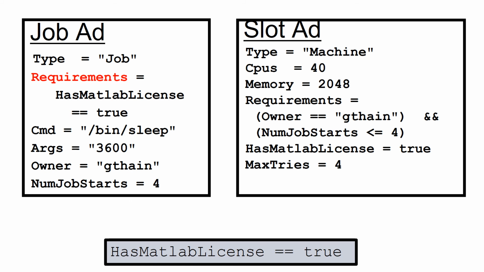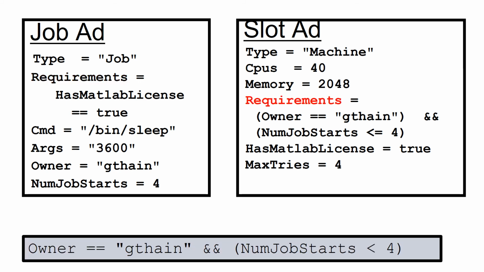And when we have two ads, something a little bit different happens with attribute reference lookup. Remember that HasMATLAB license here is an attribute reference lookup. But in matchmaking, we don't just look at one ad for the attribute, we look in both ads. First in the ad we started with, the job ad, and if HasMATLAB license isn't there, then we'll look in the other ad, the slot ad. And the same happens when we try to evaluate the slot ad's requirements expression. All of the attribute references are first looked up in the ad they came from, the slot ad now, and if they aren't found there, look in the other ad, the job ad.